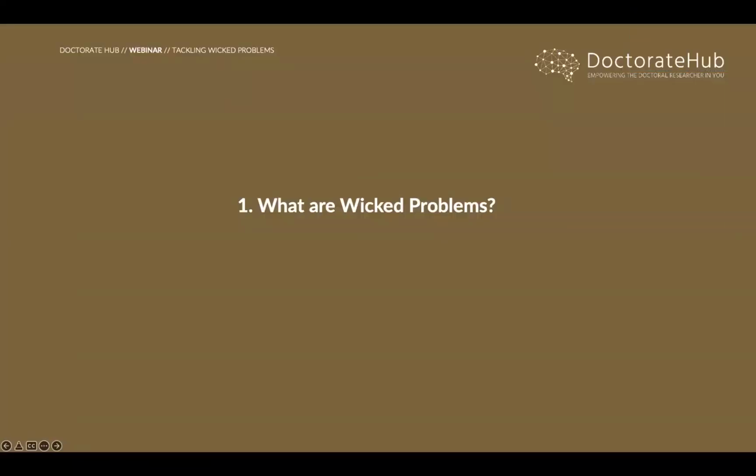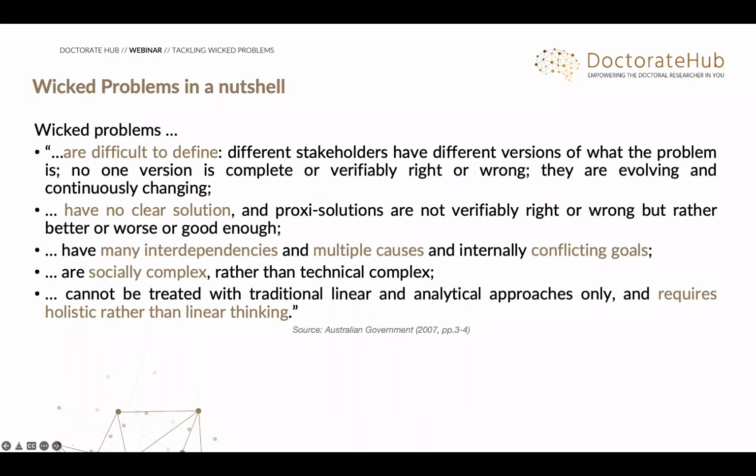Now, with this, what are wicked problems? First of all, wicked problems are difficult to define. There are different stakeholders that have different versions of what the problem is, and no one version is complete or verifiable, right or wrong. They are evolving and continuously changing. On the other hand, there are no clear solutions, and proxy solutions are not verifiably right or wrong, but rather better or worse or good enough. Wicked problems have many interdependencies, multiple causes, and internally conflicting goals. They are socially complex rather than technically complex, though both can come together. They cannot be treated with traditional linear and analytical approaches, as we will see later on, and they require a holistic approach rather than linear thinking.